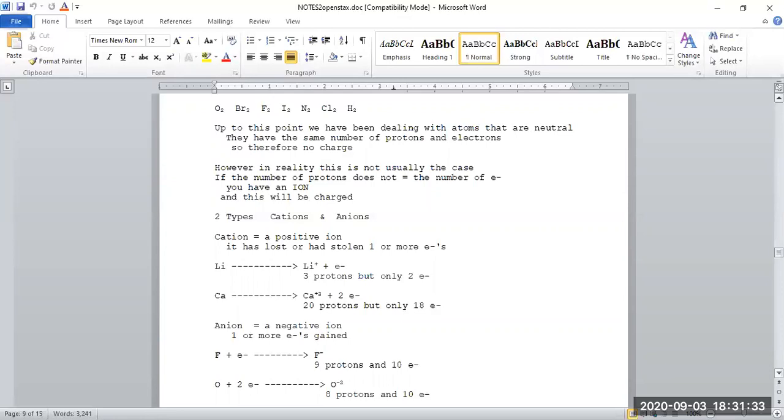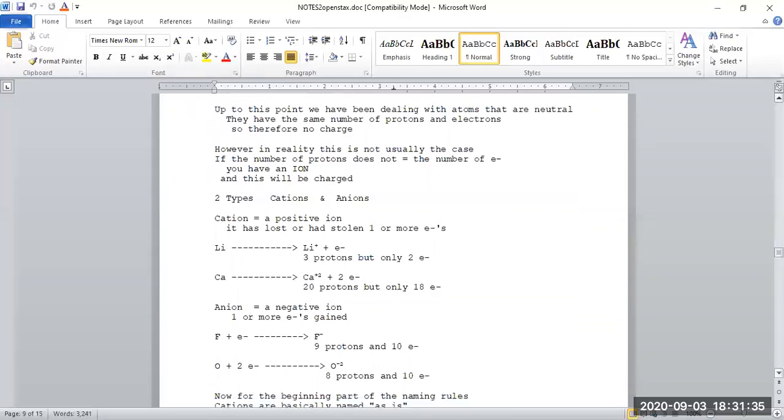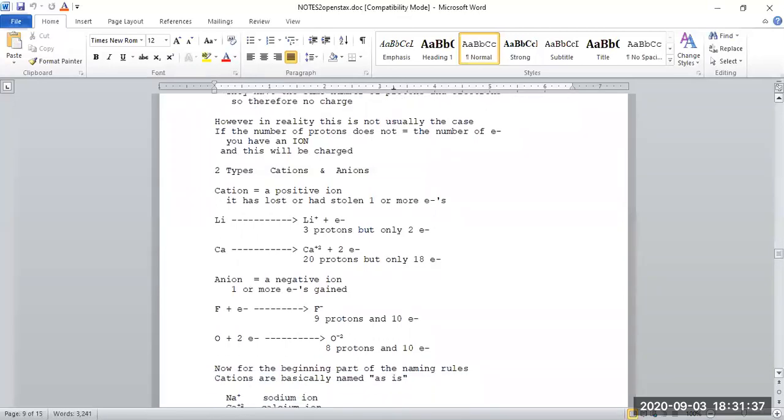Let's now go to the opposite end of the situation. Since we can peel away electrons, we can send them to live with somebody else. Often, they will go to live with non-metals.